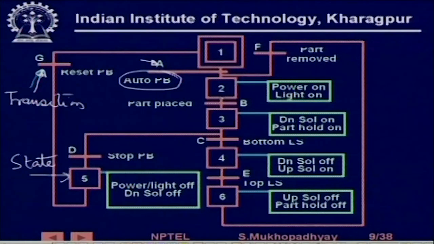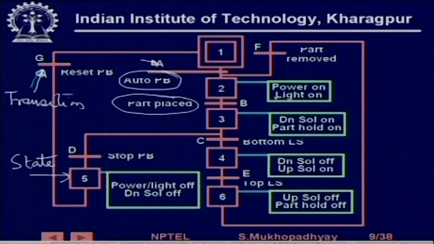In state 2, again, if this transition B takes place, whose condition is part placed, it will come to state 3. So, in this way, depending on how the sensors are bringing in signals from the field, the various transitions will be enabled and the system will hop from state to state. That is the behavior of the system.